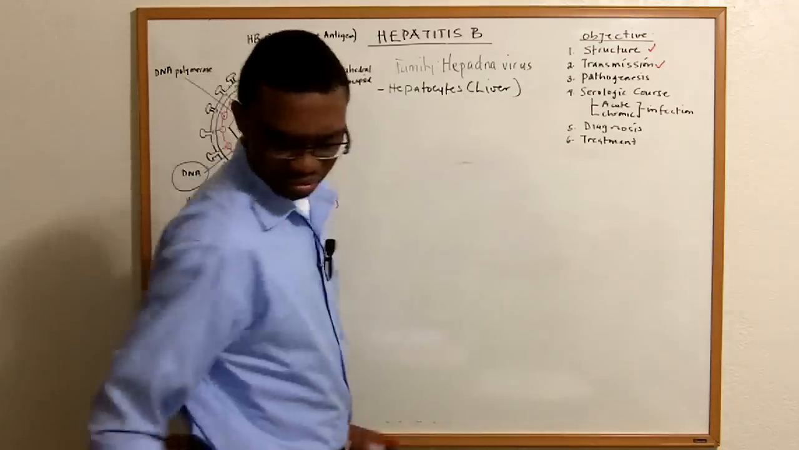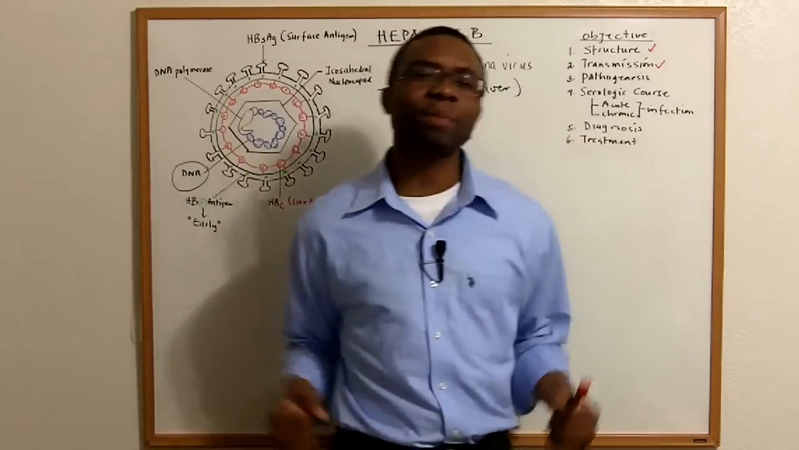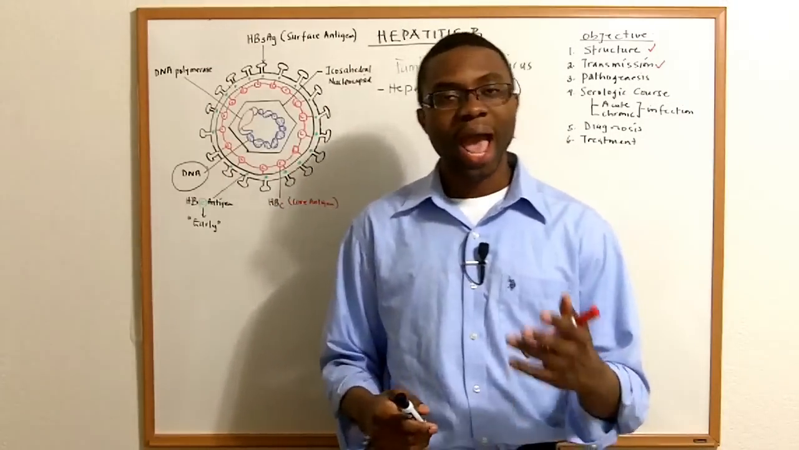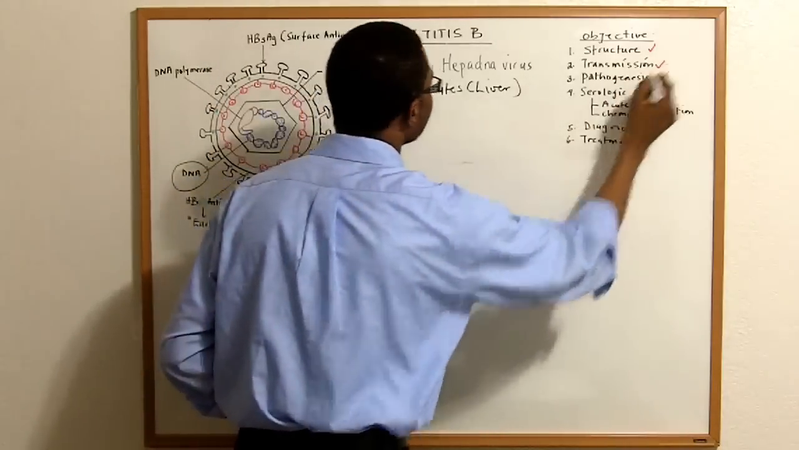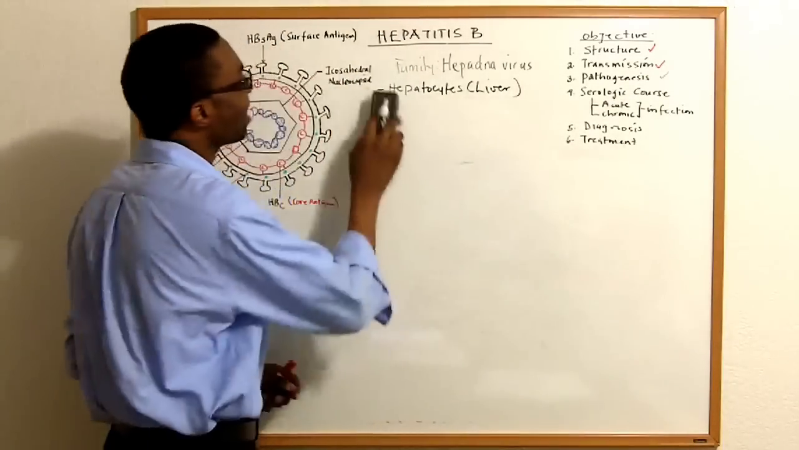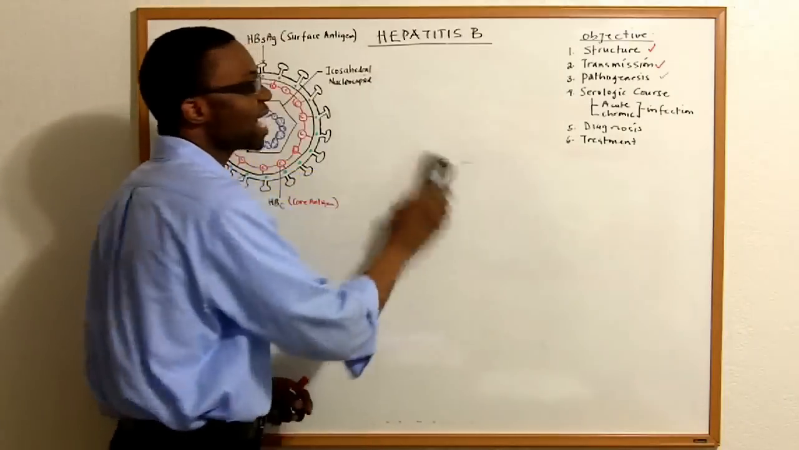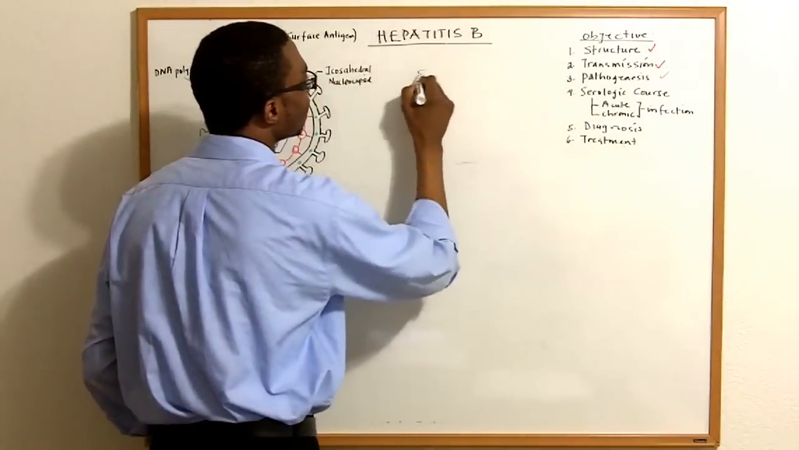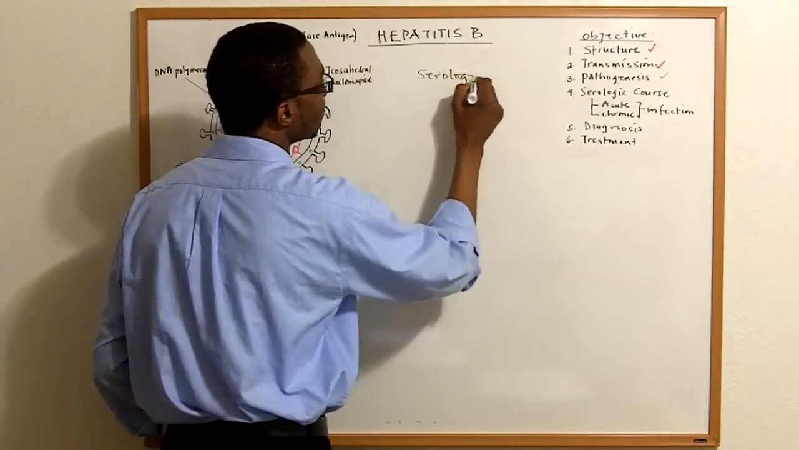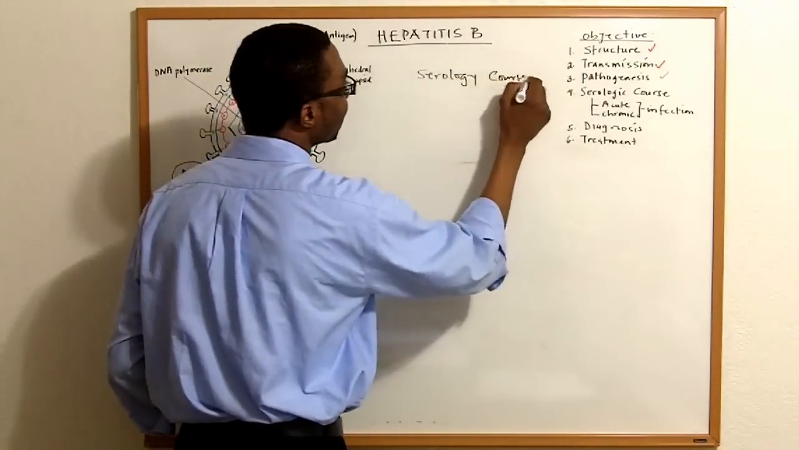So, when somebody gets infected with hepatitis B, do they know? Actually, 70% of people that get infected with this virus have no idea they have the virus. Let's talk about serology. That's the course of the infection.